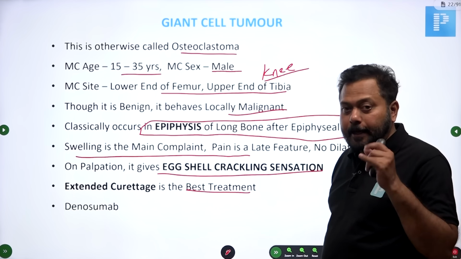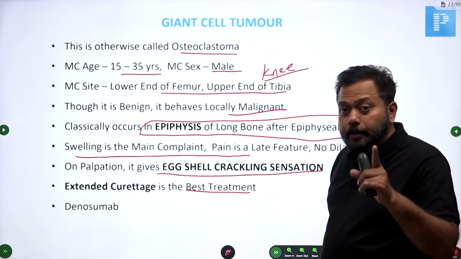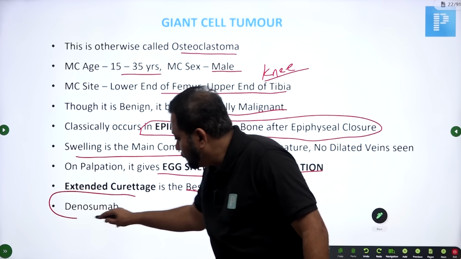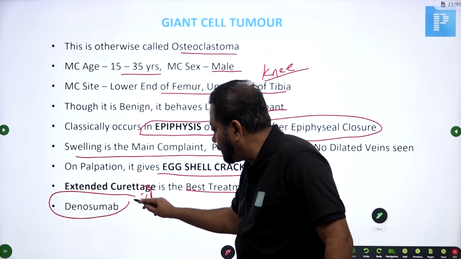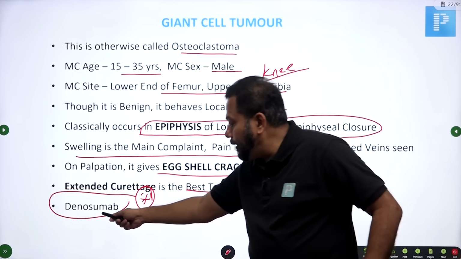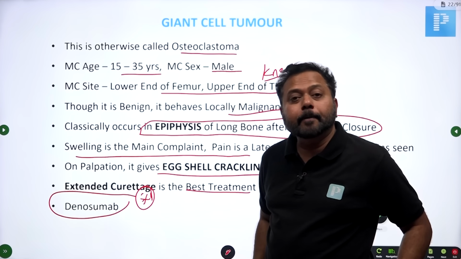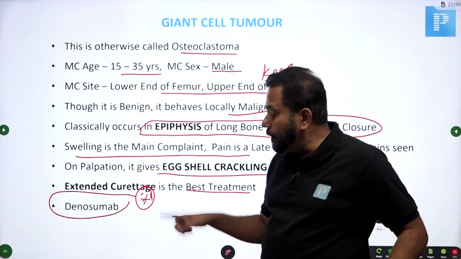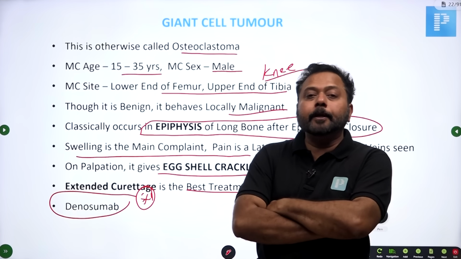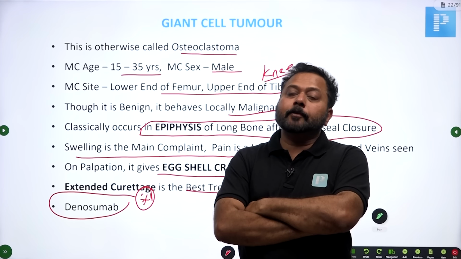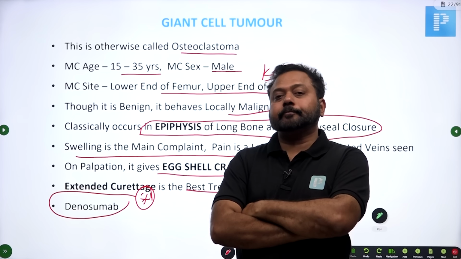Drug of choice for giant cell tumor is denosumab. Expected question, dear friends. MAB means monoclonal antibody. What is this denosumab? You know, giant cell tumor is otherwise called osteoclastoma.